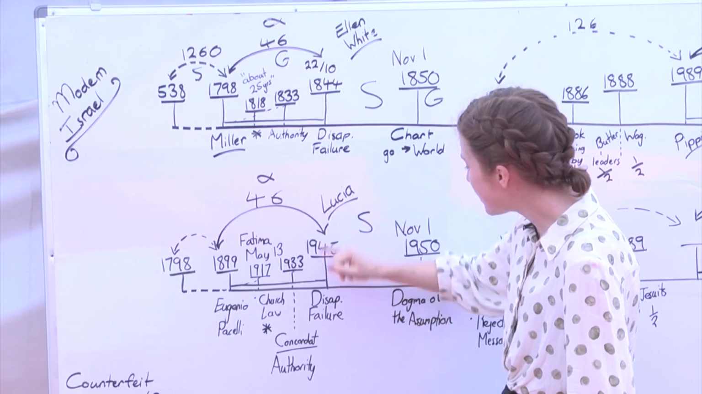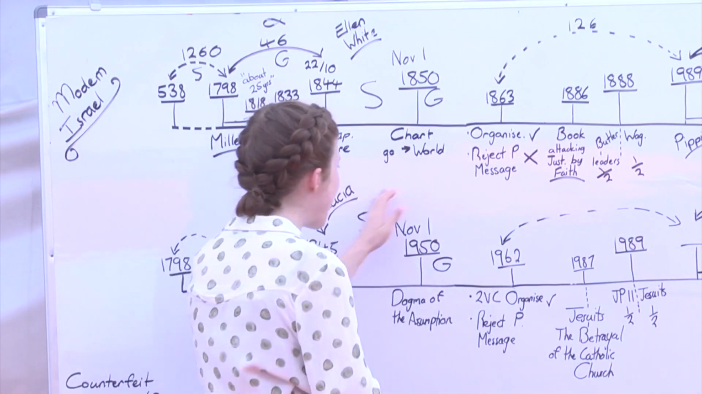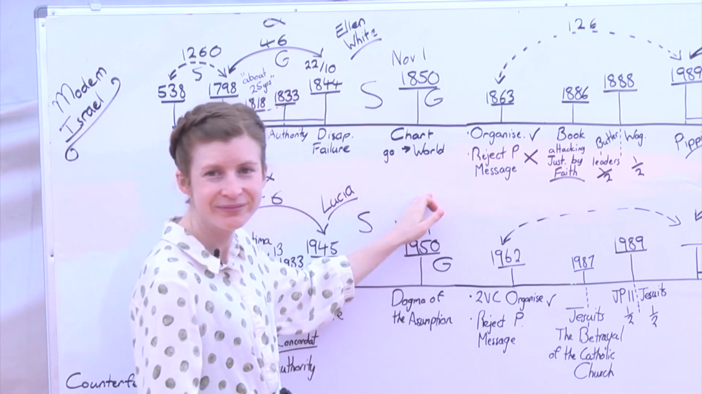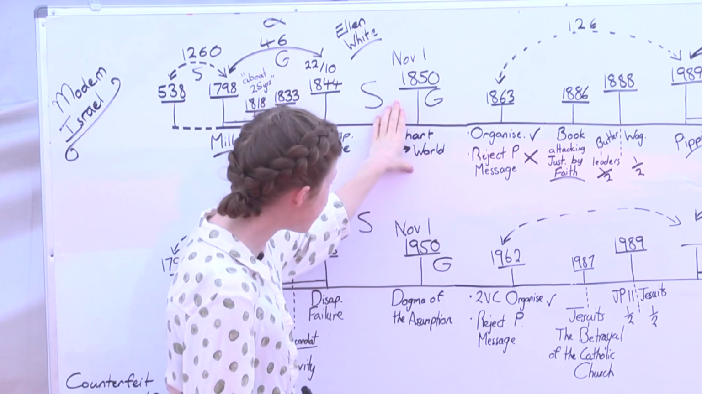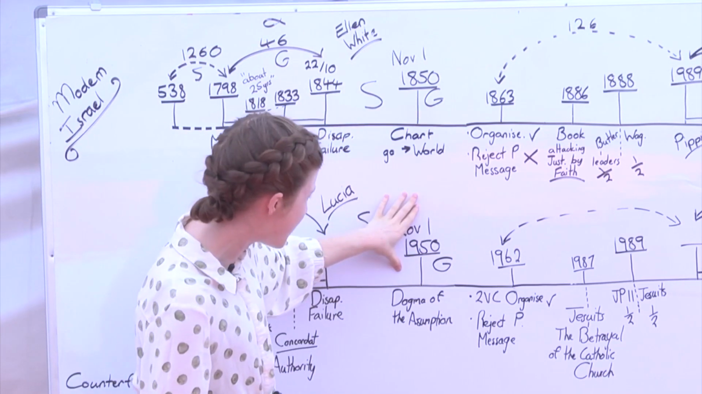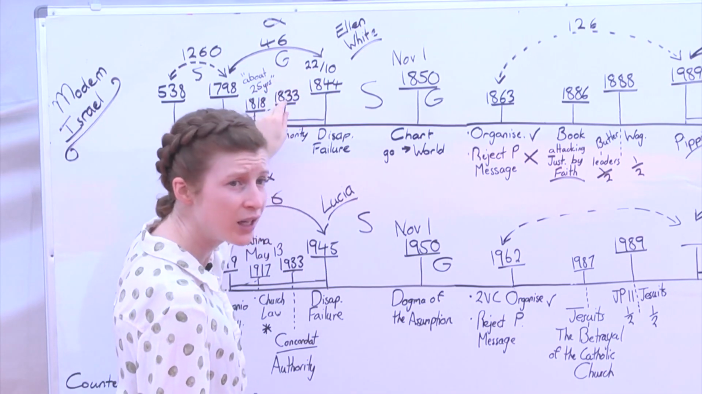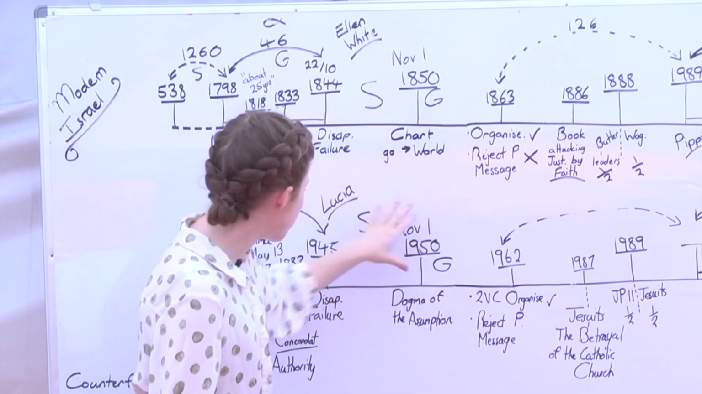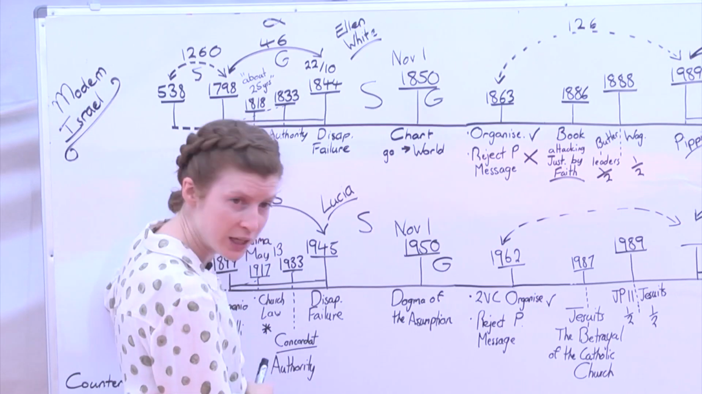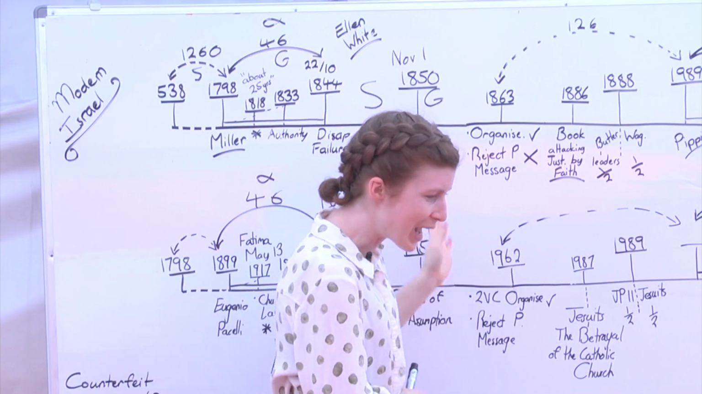This is the disappointment and failure, disappointment and failure. When it comes to this one, how did the counterfeit do? Really well, down to the day 100 years apart. November 1, 1850, November 1, 1950. Trying to use the messages of this history to finish the work, trying to use the messages of this history to finish the work. Both found their churches in a Laodicean condition.